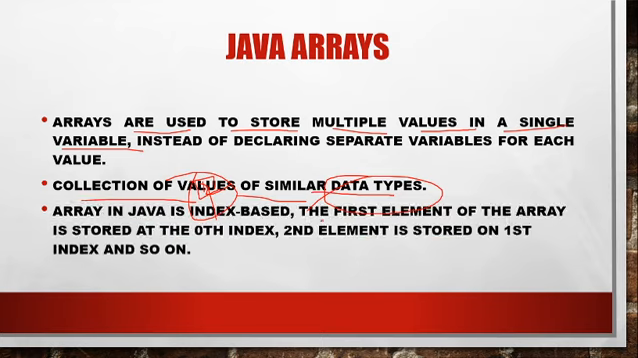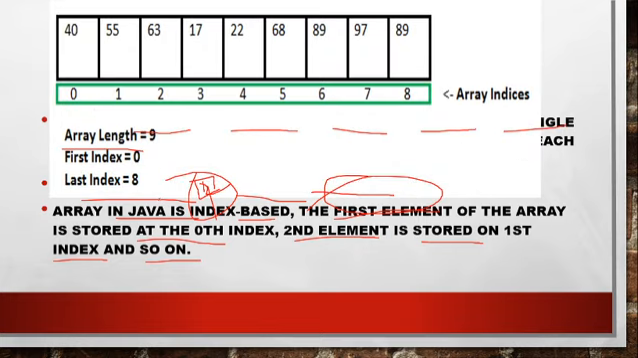Now, array in Java is index based. The first element of the array is stored at the 0th index, and the second element is stored at the first index, and so on. For example, you can see here the array index always starts from 0. This index is also called subscript.